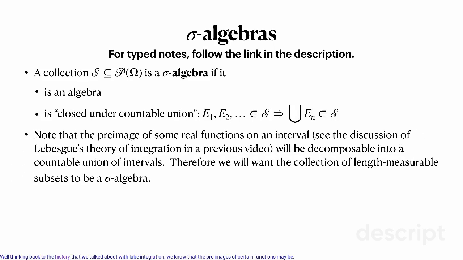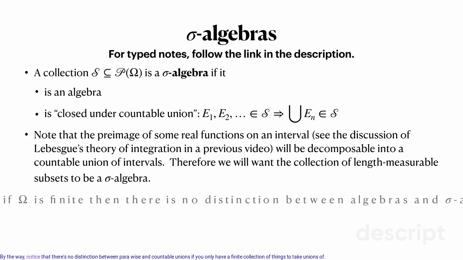Well, thinking back to the history that we talked about with Lebesgue integration, we know that the pre-images of certain functions may be countable unions of intervals, for instance, and we sure hope that we can handle that case because it in fact does come up. And so we know that we need to handle it for length measure, and in lots of other measures, we'll also sure hope that we can handle it. So we make it right. So we define it because it will be an interesting and valuable property for some important applications that we have.